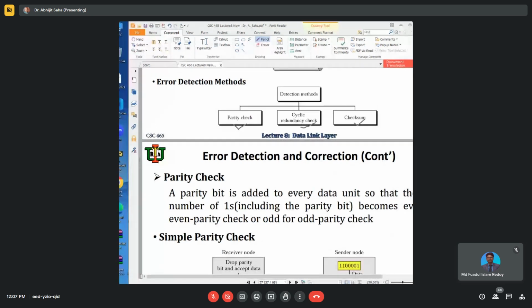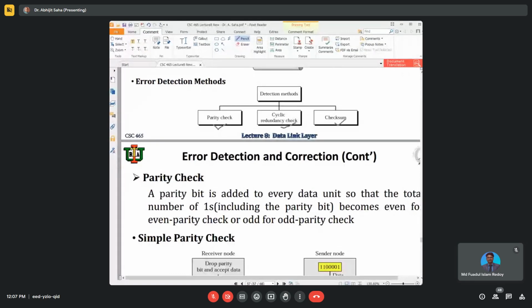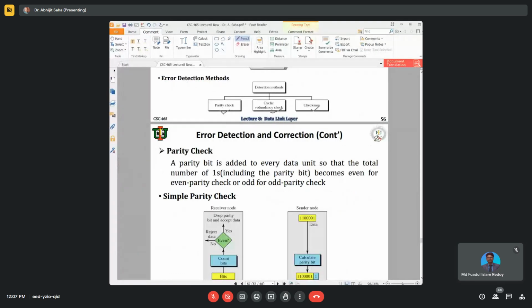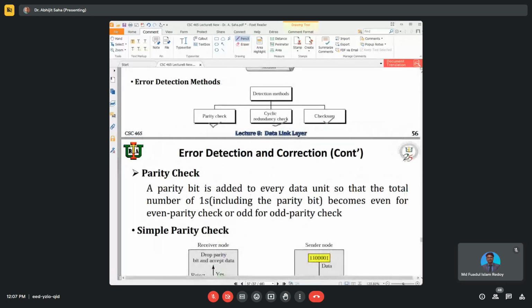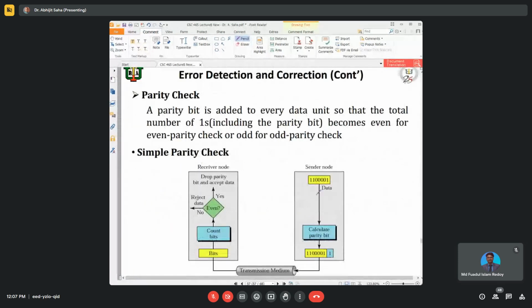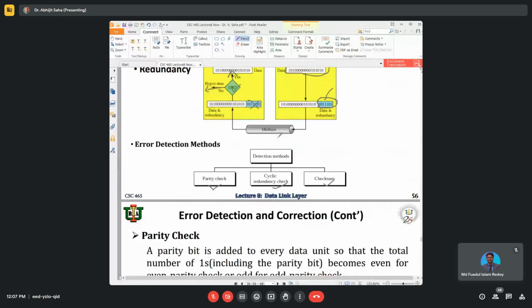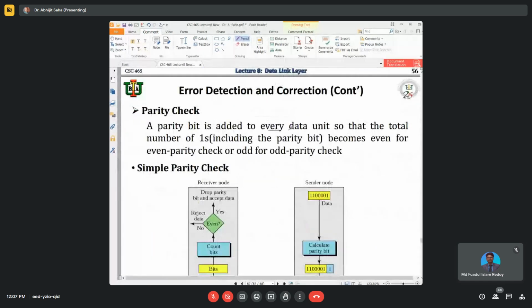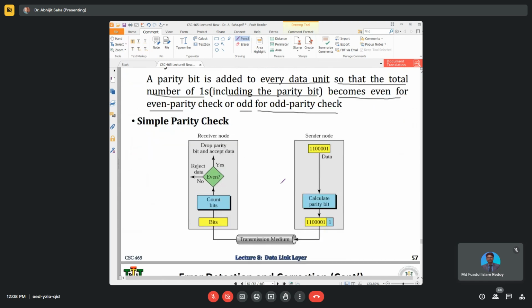So here, what happens? We said that a parity bit is added to every data unit, so that the total number of ones, including the parity bit, becomes even for the even parity check, or odd for the odd parity check. What that means will become clear here. If you look at the example, you can see that we have 7 bits of data.